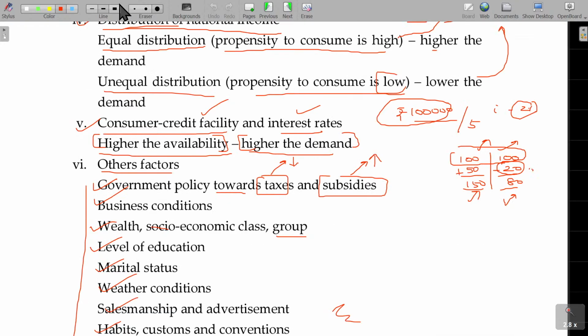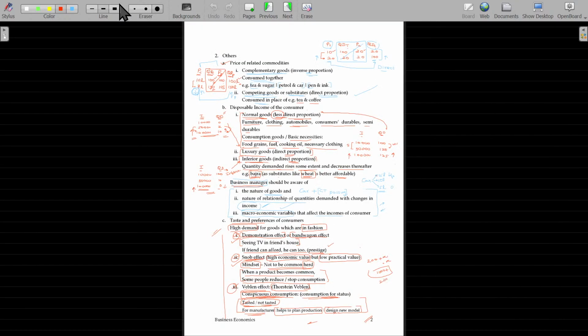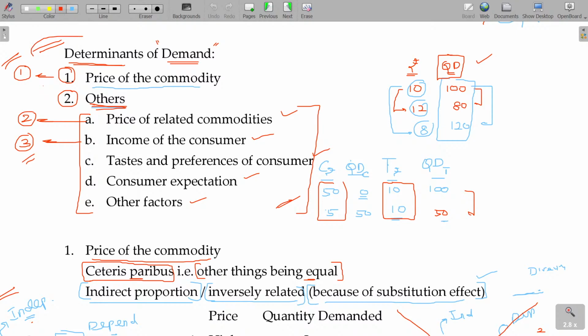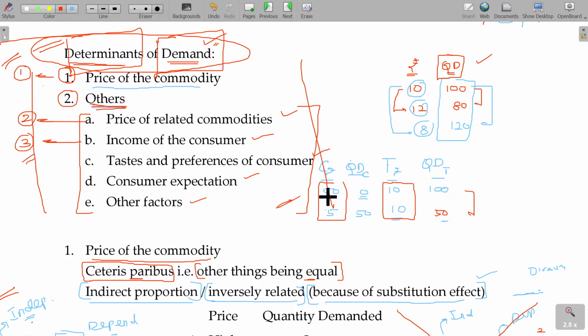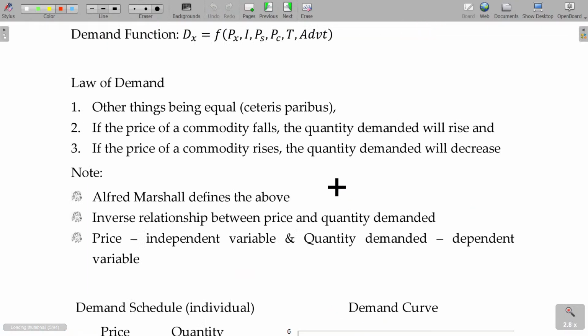In the previous class, we have seen the determinants of demand. The demand is the result of various determinants we have seen. The demand is determined by these other factors that can be represented as a demand function. Demand function: demand for commodity X is nothing but a function of various determinants of the demand.